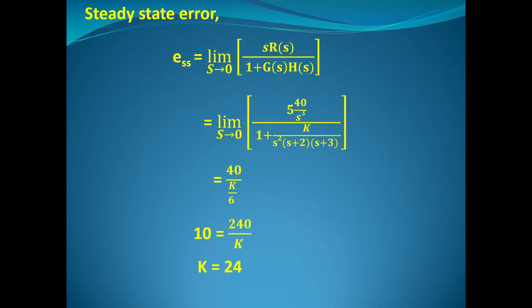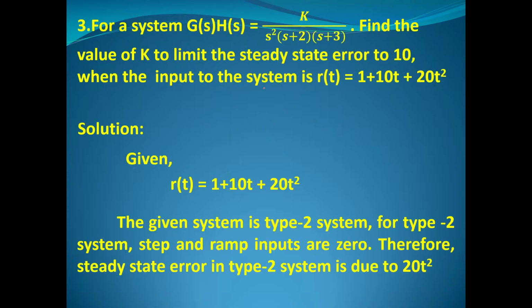Now let us determine the steady state error. We already know the answer for steady state error. What is the steady state error value? It is already mentioned in the question. Steady state error should be 10, not more than 10. Limit k to limit the steady state error value to 10. So the steady state error maximum value is 10. For that we have to determine the k value.